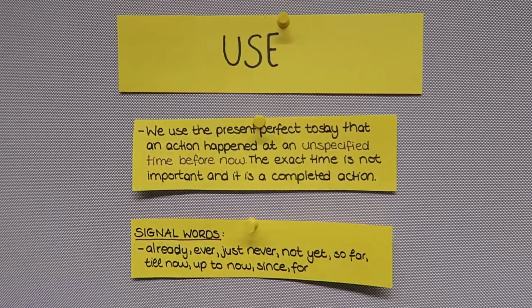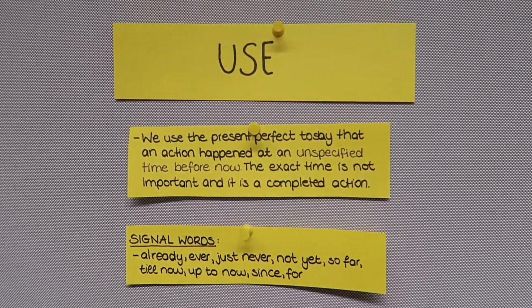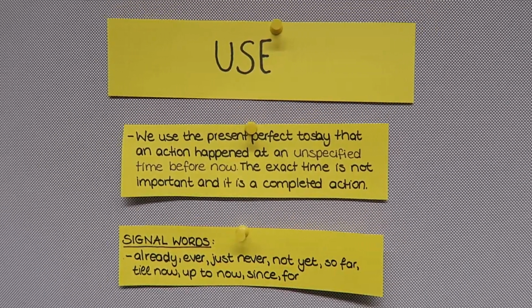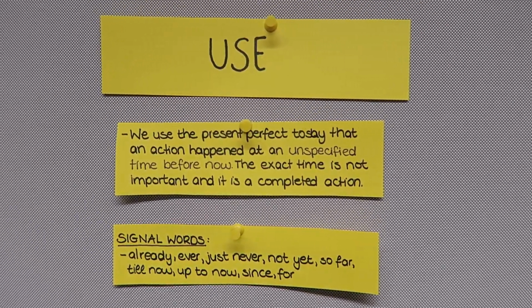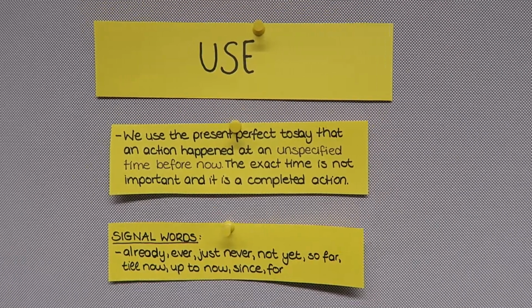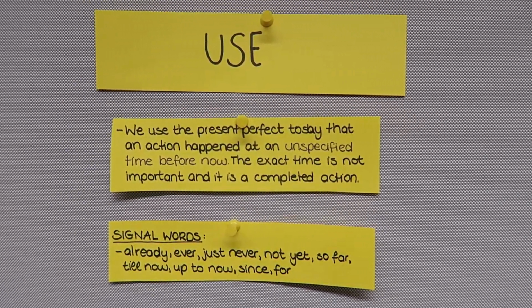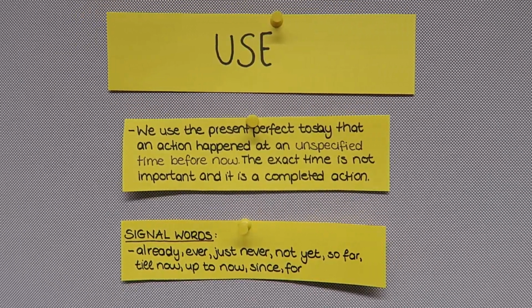Now the use. We use the present perfect to say that an action happened at an unspecified time before now. The exact time is not important and it is a completed action. The signal words are already, ever, just, never, not yet, so far, till now, up to now, since, or for.